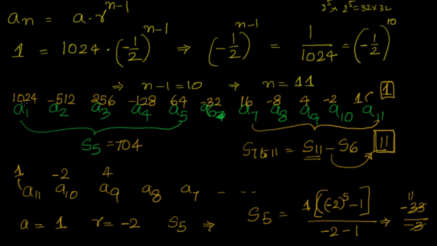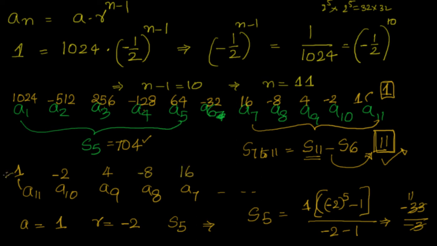Now let us check the sum of 5. 512, 768, 640, 704. Last 5 terms, what do I have? 16 minus 8, 8, 8 plus 4, 12, 12 minus 2, 10, 10 plus 1 is 11. You can check that the first 6 terms you add them, subtract from the 11 terms also. You will get your answer equal to 11. And also you see now how our geometric progression reverses. It will become 1 minus 2, 4 minus 8 and 16.